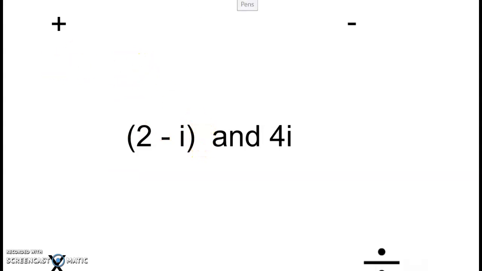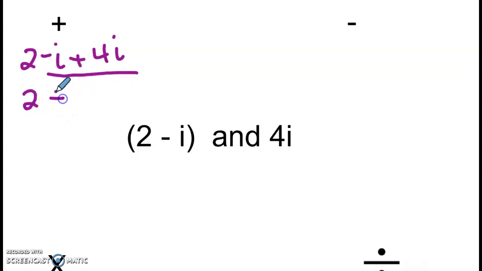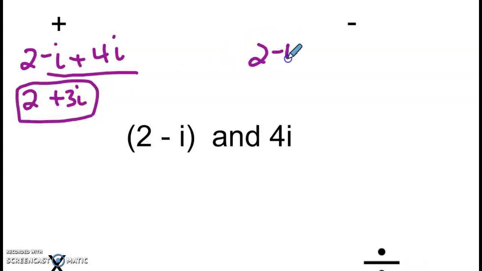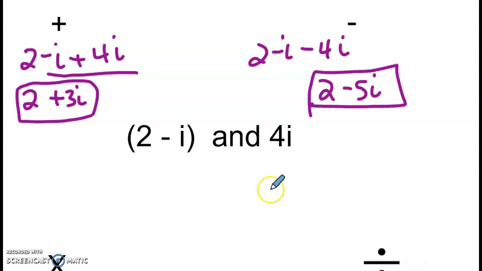Okay, so anyway, adding, we love that part. We just simply write them down beside each other and add the real parts. 4i, we could think of it as 0 plus 4i, so the only real part is 2. Negative i plus 4i is 3i. If I'm going to subtract them, I'm going to get 2 minus 5i. Okay, so adding and subtracting is really just combining like terms.